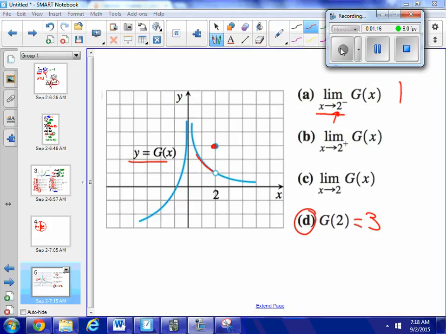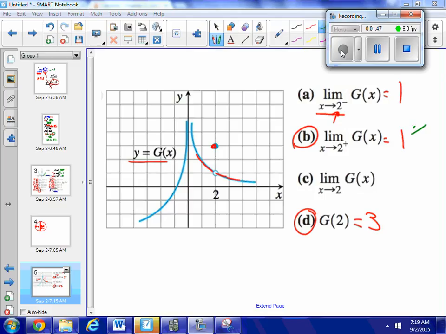So now let's look at it as I'm approaching 2 from the positive side. I'm trying to find the right-hand limit. So I'm approaching 2 from the positive side, and I'm getting really close to y equals 1. Again, my limit is 1.